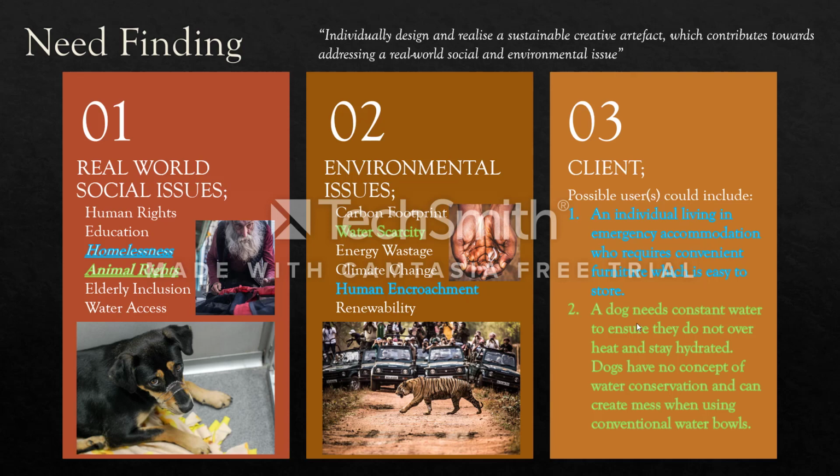Then I went on to my environmental issue. So I wanted to look at water scarcity and human encroachment. That's why I picked them out. I've had that human encroachment would work well with this. Now I'm not actually using it directly, but it comes back to the animal rights, and that's why I've highlighted it. I'm going to link that to homelessness though, but I do feel there's a relationship across the board in all of these things.